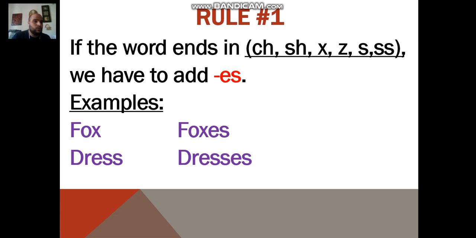A bus, do not add another S. You have to add ES. So it's going to be spelled B-U-S-E-S. A class, classes, double S-E-S. You see? Here I have two examples. Fox is going to be foxes, of course. And dress is going to be dresses.